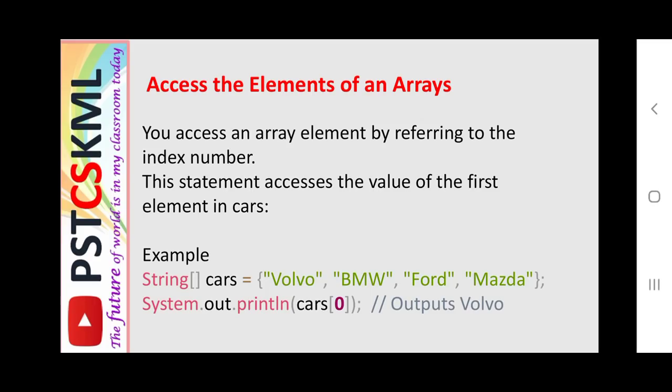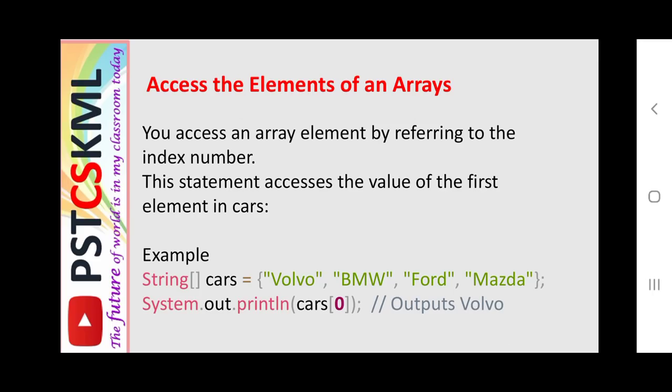Access the elements of an array. You access an array element by referring to the index number. This statement accesses the value of the first element in cars. For example, cars, we declare with the proper data type, which is String. So what are the car names? First one, Volvo. Why must we have double quotes? Because this one is a string, so we must put double quotes. First one, Volvo, comma. The second one, BMW, comma. Third one, Ford, comma. And the last one, Mazda. So there are 4 values in this array.